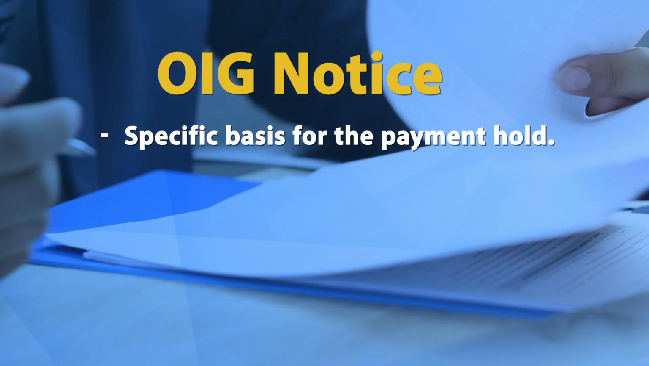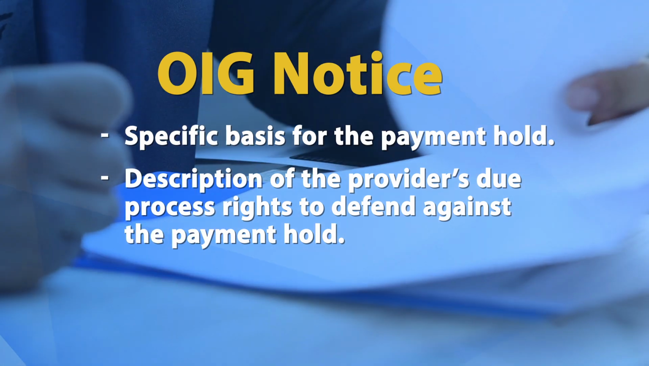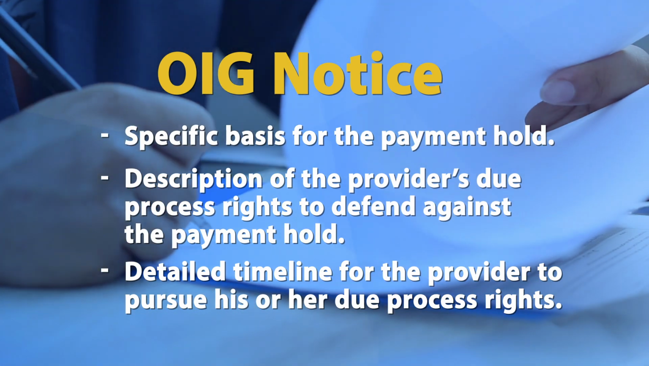In accordance with state and federal law, OIG notifies a provider in most circumstances when it imposes a payment hold on the provider. The OIG notice includes a specific basis for the payment hold, a description of the provider's due process rights to defend against the payment hold, and a detailed timeline for the provider to pursue his or her due process rights.